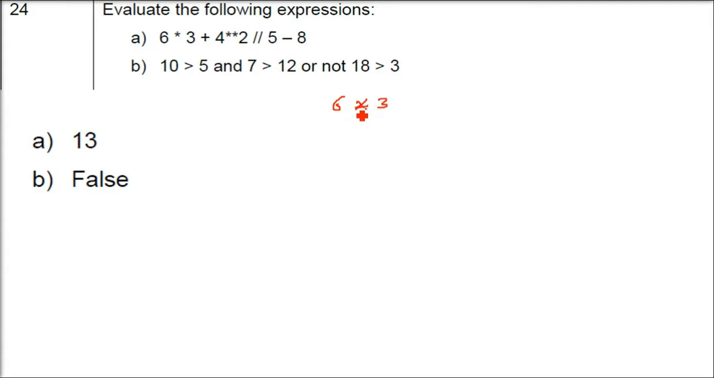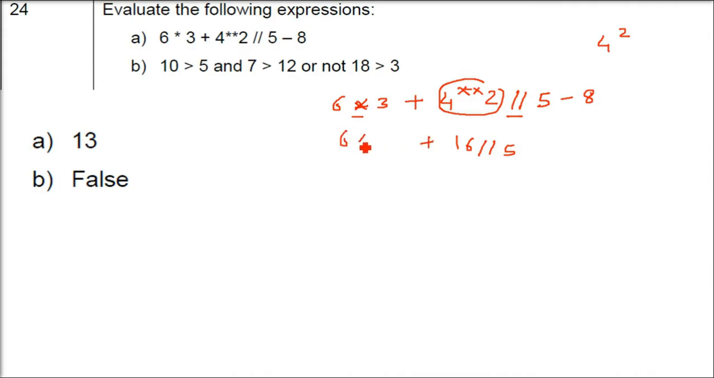First of all, 6 into 3, that is 6 multiplied by 3. And then you have to add 4, and this is double star, that is, the exponential, raised to the power. 4 star star 2. And this is integer division, 5 minus 8. Multiplication and division have equal precedence, but it will go from left to right. But exponential always goes from right to left. So first 4 square will be done, that is 4 fours are 16.